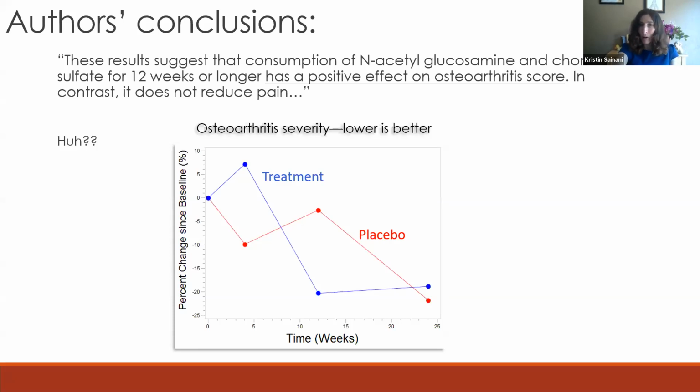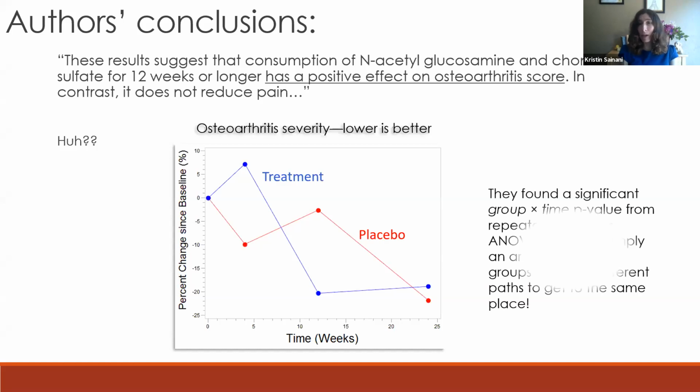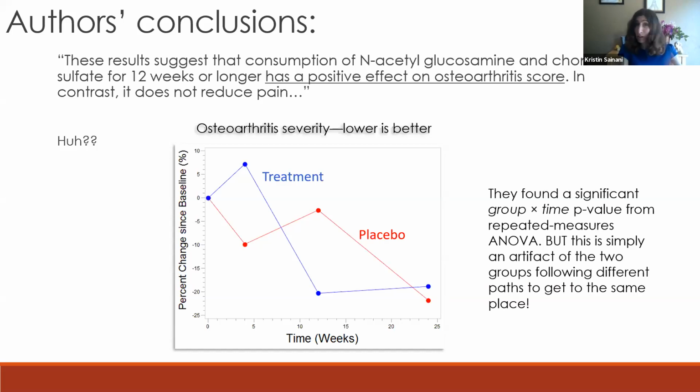And what happened here is they applied a repeated measures ANOVA to their data, which is a perfectly valid test for these data. And they looked at the group by time p-value, which is actually the correct p-value to look at. But they found a significant group by time p-value. Unfortunately, a significant p-value doesn't mean treatment beat placebo. When you get a significant p-value, you have to look at the context of that.